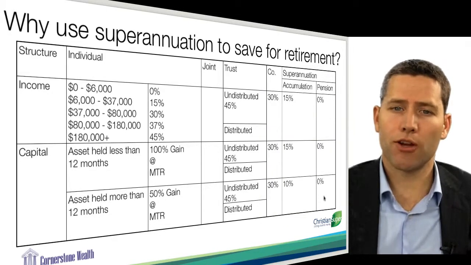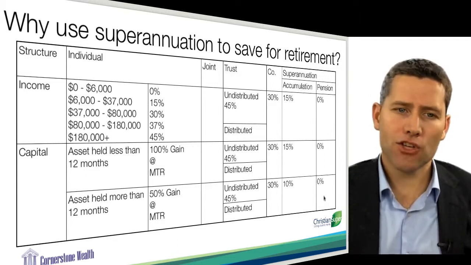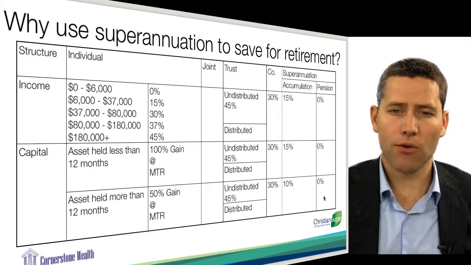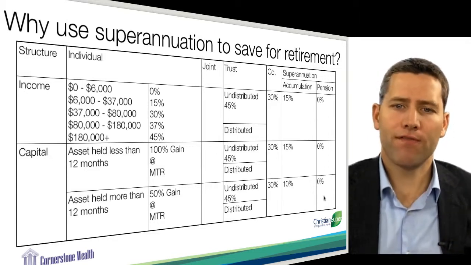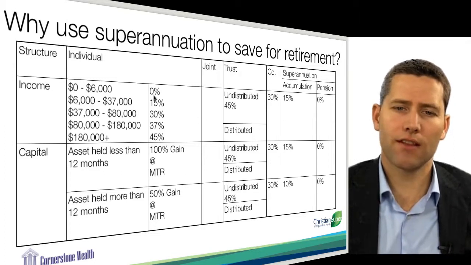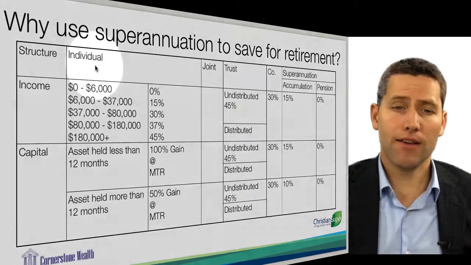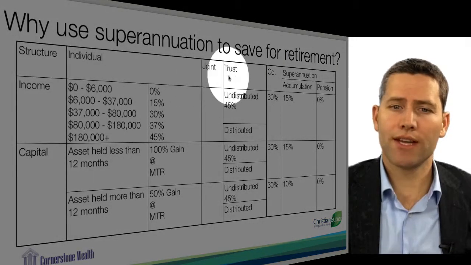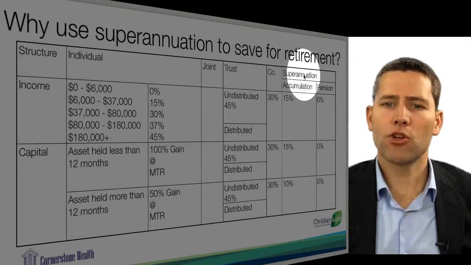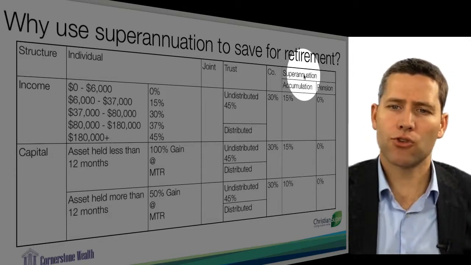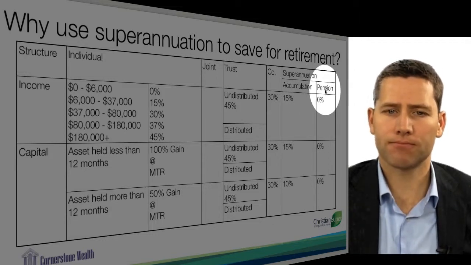Why use superannuation to save for your retirement? Now, this chart is really showing you the tax implications of different structures. The 5 broad structures that you can choose to invest through are your individual names, joint names, in a trust, a company, and in superannuation. And superannuation has 2 different phases. One's the accumulation phase and one's the pension phase.